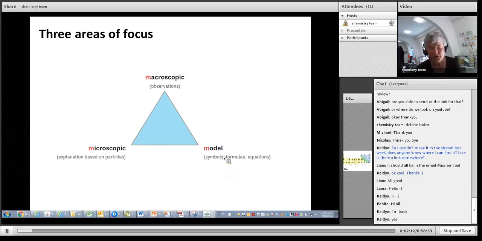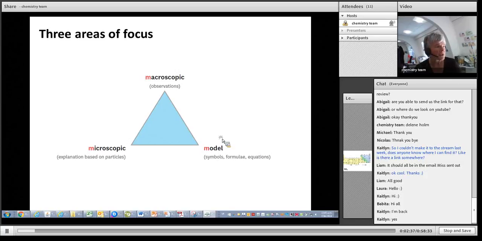And then your model is the way we represent the theory and the observations. So this would be your symbols for the elements, your equations, your formulae, and your calculations, all that sort of thing. So you need to have all three to do well in chemistry.